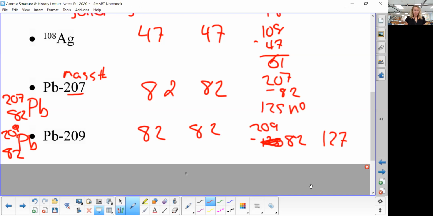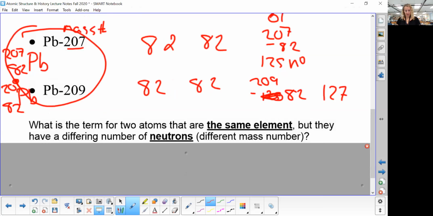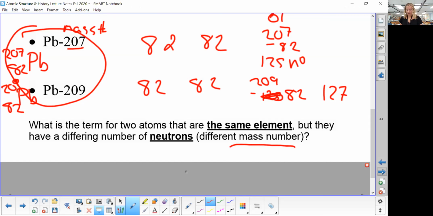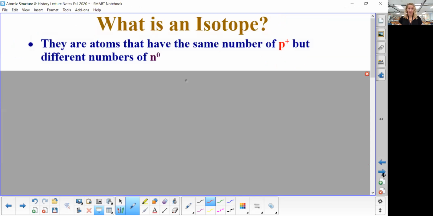Look, these are both atoms of lead, and this is why I want to emphasize that any one element can have atoms with different numbers of neutrons. So if we look at my question here, what is the term for two atoms that are the same element, but have a different number of neutrons, meaning they have a different mass number? Because this can happen. And if you saw when I flipped earlier, it's an isotope.